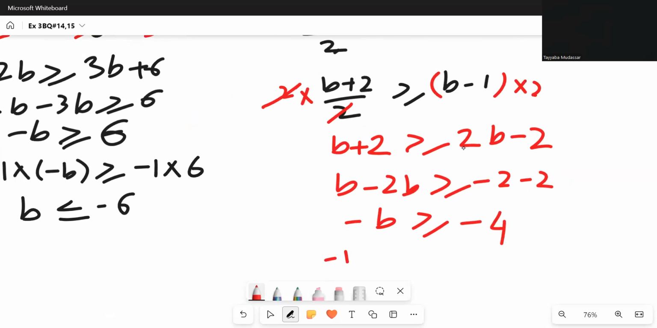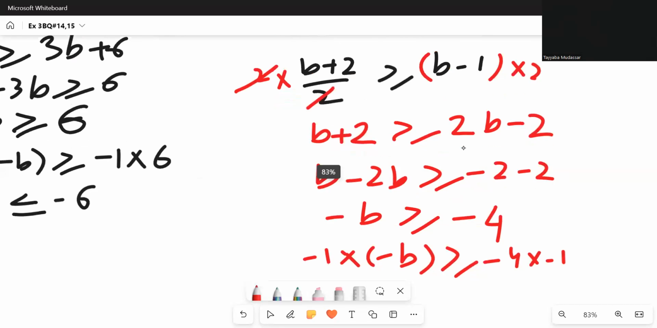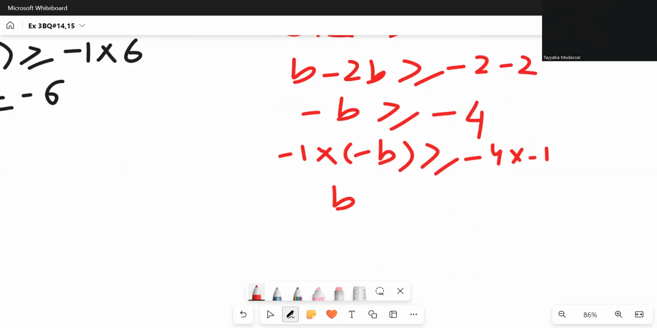Now you will multiply this with minus 1, and it will be 4 multiplied by minus 1. It is b lesser than or equal to 4. Why did I change the sign of the inequality? Because we are multiplying with a negative number, that is minus 1. If we multiply or divide with a negative number, the inequality sign will be changed. So it is b lesser than or equal to 4.